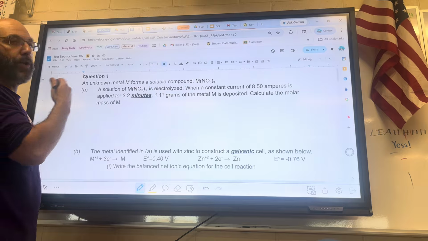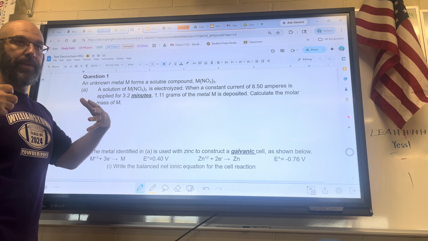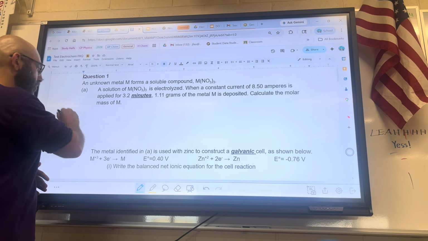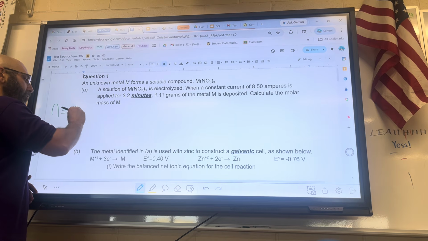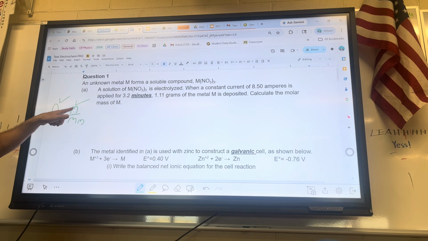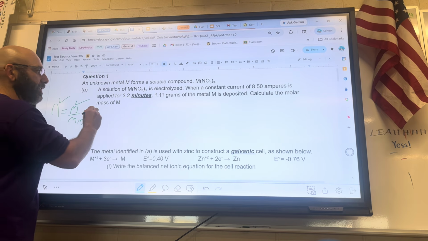We want to know the new molar mass. So we're going to have to find out the number of moles of our element because we know the mass. In order to use this formula, we need to know these two things. We got this already, we just need to know this. So we're going to set it up with I equals Q over T.